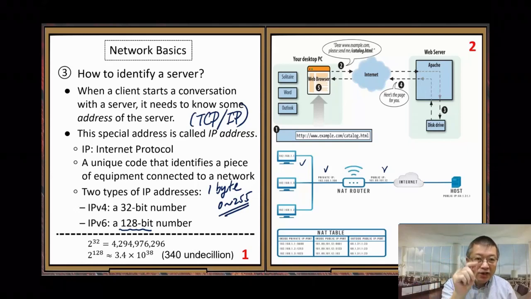340 undecillion. I haven't heard of this undecillion before. Yeah, I never heard of people talk about that. Too big, undecillion. We heard of trillion, right? Yeah. Zillion even. Zillion, trillion. But never heard of people talk about undecillion, right? Yeah. That big number. Anyway, yeah.